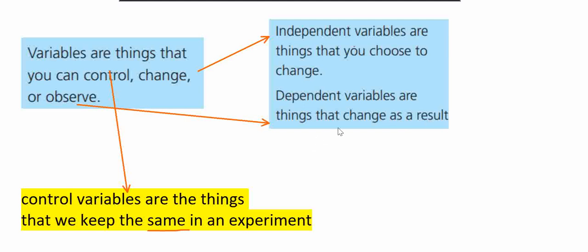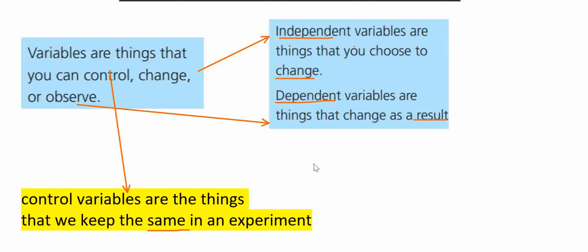Here are some more examples to make you understand more about this. Before that, the keyword for independent is what you change. Dependent is the result. Control is the same. Keep the same thing in the experiment.